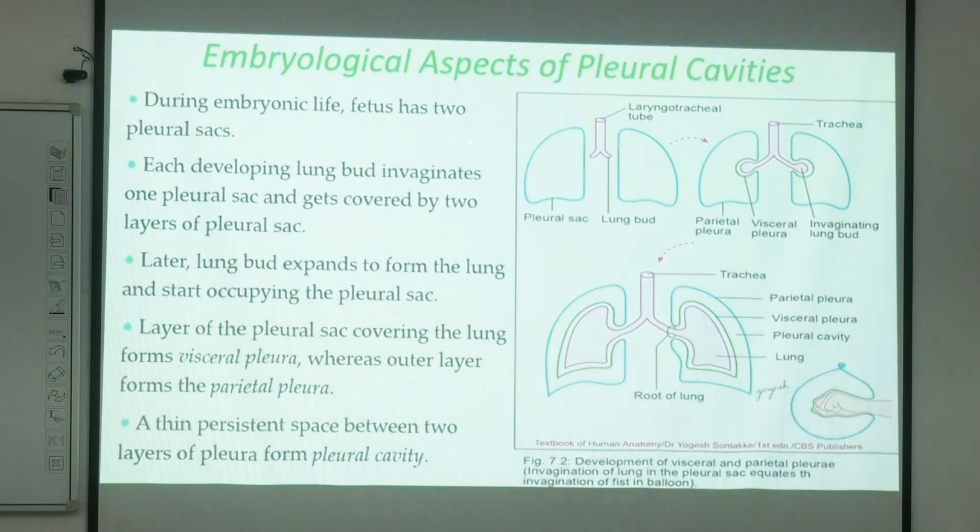During embryonic life, fetus has two pleural sacs. Here, each developing lung part invaginates one pleural sac and gets covered by two layers of pleural sac. Here it is invaginating, and the lateral lung part expands to form the lung and starts occupying the pleural sac, and the layer of the pleural sac covering the lung forms the visceral pleura, whereas the outer layer forms the parietal pleura, and a thin persistent space between the two layers of pleura forms the pleural cavity. This is how the pleural cavity is formed.